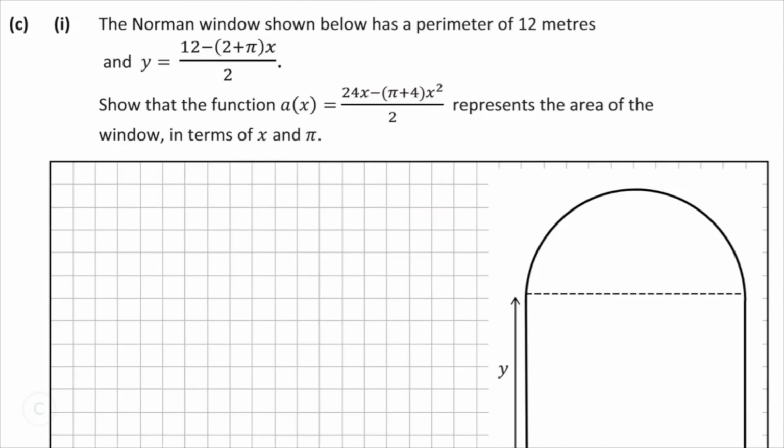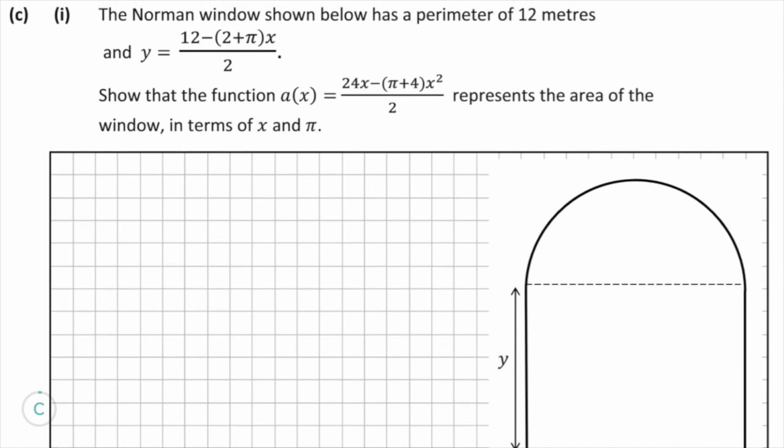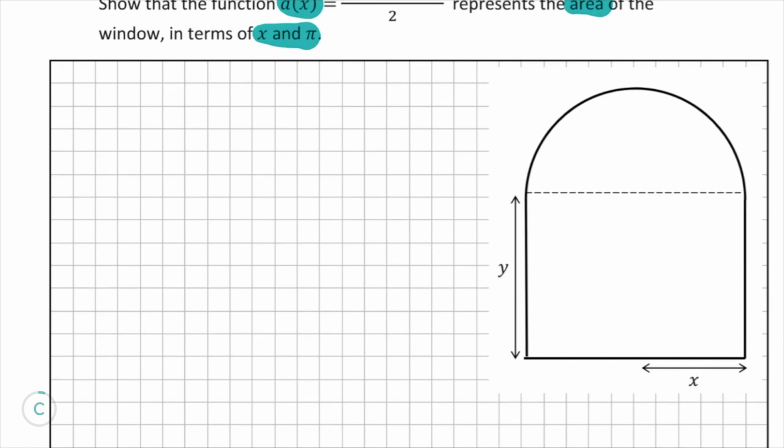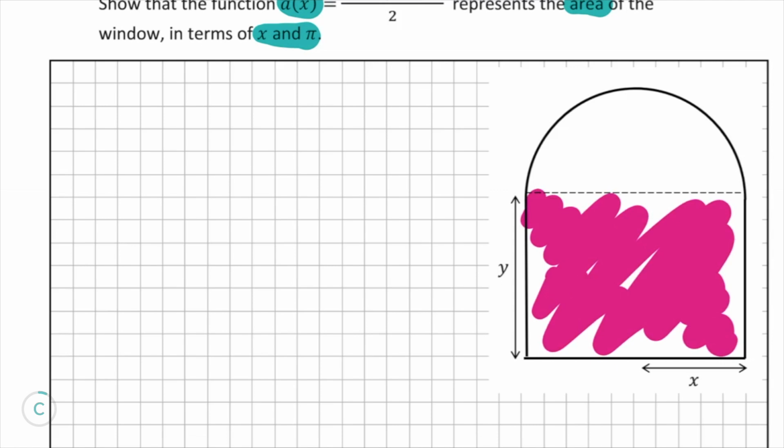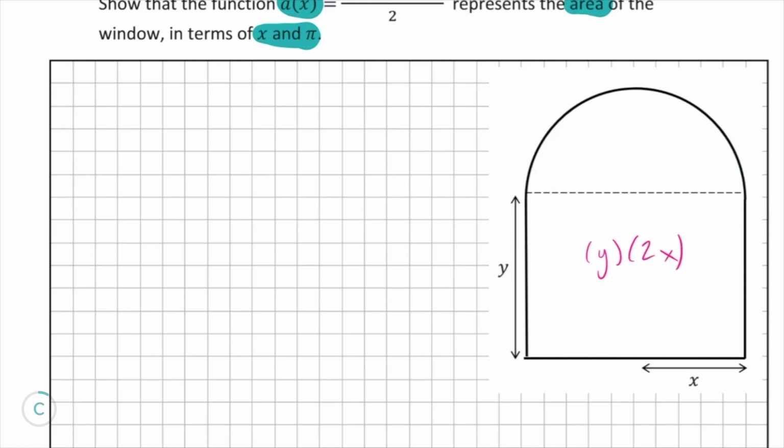So next we're told that the Norman window is shown below. So this diagram down here has a perimeter of 12 meters, and we're given a relationship between x and y. So we're asked to show that the function A of x represents the area of the window in terms of x and pi. So we know that the area of the window is going to be the sum of the area of this rectangle of height y and width 2x, and also this semicircle here, which we know is of radius x. So our area down there is going to be y times 2x, and the area of a circle is of course pi r squared.